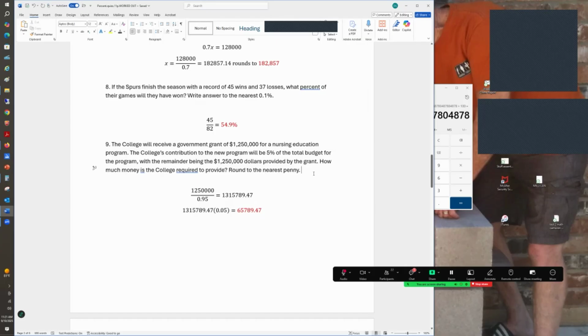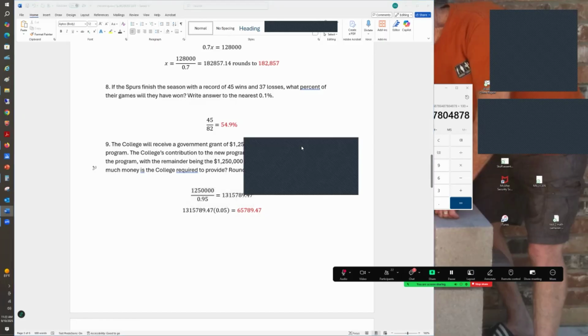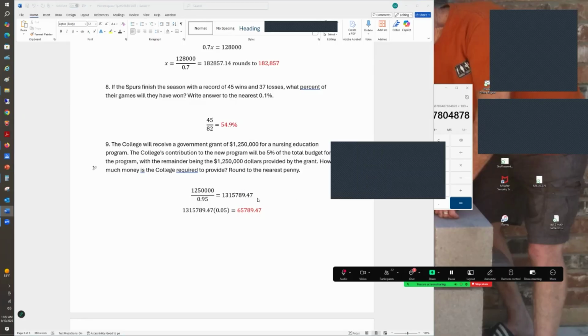However, here's the good news. It says the remainder after the 5% is come up with by the college. Well, 5% taken away leaves 95%. So the grant, $1,250,000, must be the other 95% of the total budget. So what is $1,250,000 95% of? Divide 1,250,000 by 0.95, that's 95% as a decimal, and you get, oh my goodness, $1,315,789.47. Some people write that for their answer.